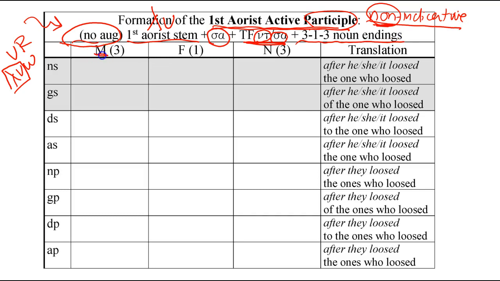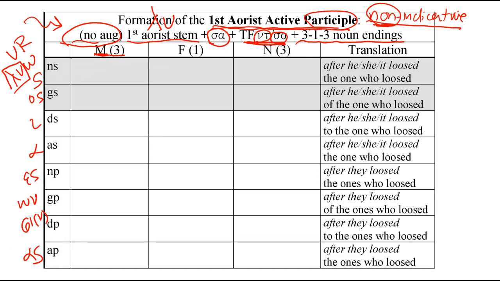So for the masculine forms, remember that the 3-1-3 endings, or the third declension endings, for the masculine form are sigma, os, i, a, es, on, si or sin, and as. So this is the masculine case endings.